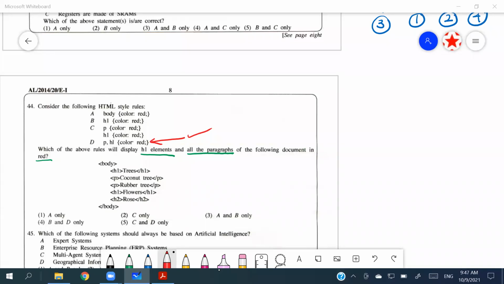Right. So the part D is considered as the grouping selecting point. So P, H1 color.